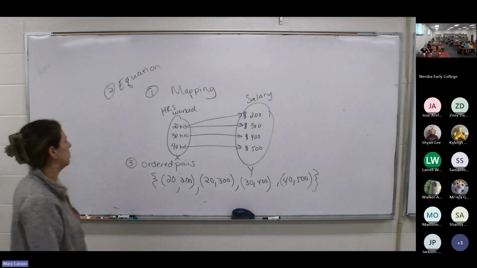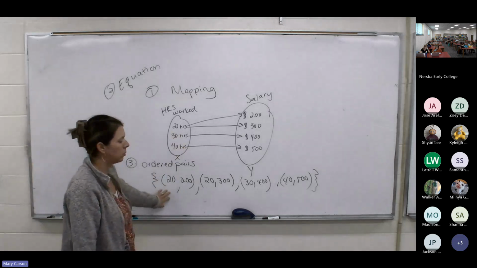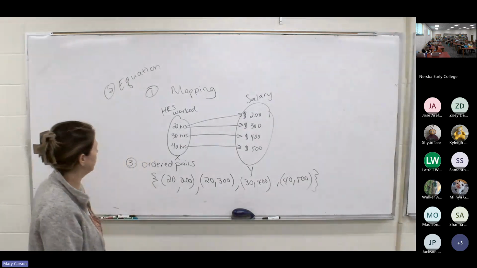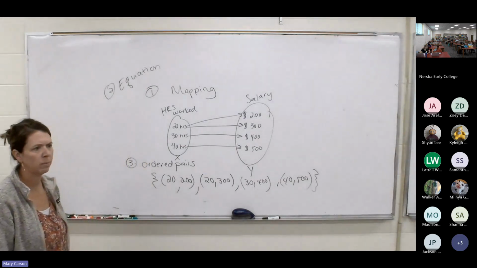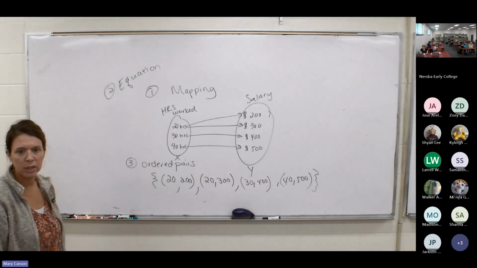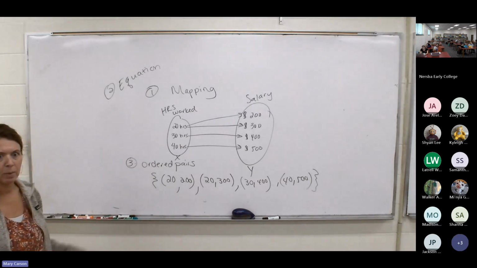A lot of times we don't write it like this in mapping. We would normally write it as order pairs, a little bit easier. Questions on this? Everybody writing this down?